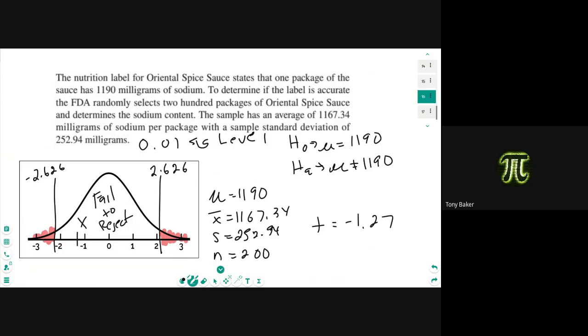So in this case, we're failing to reject the null hypothesis. There is not significant evidence to claim it is different than what the label states. I cannot claim the label is correct. I'm just saying there's not enough statistical evidence to claim that. That's failing to reject. I knew I had one on here that was fails to reject.